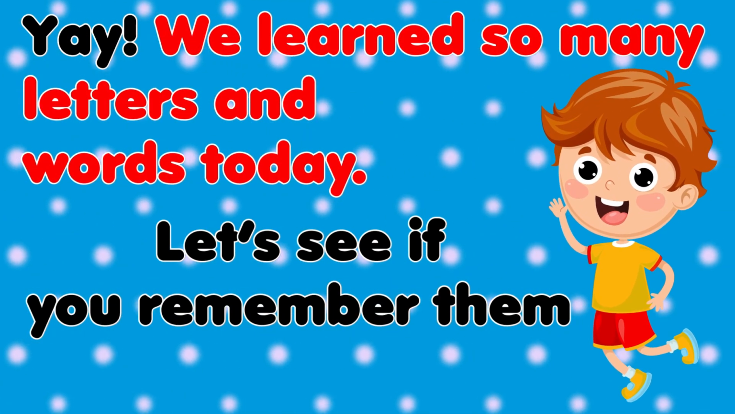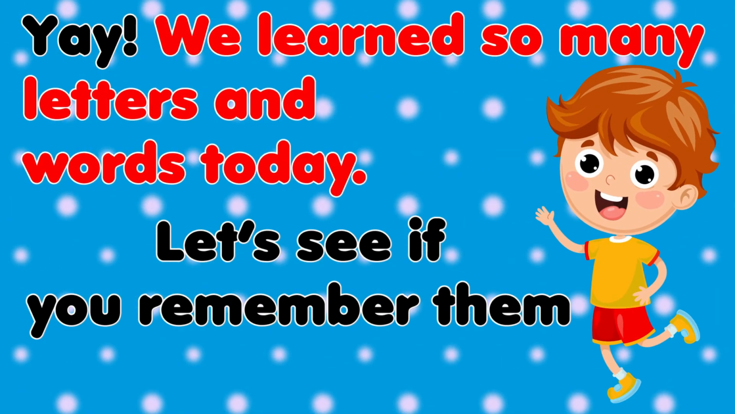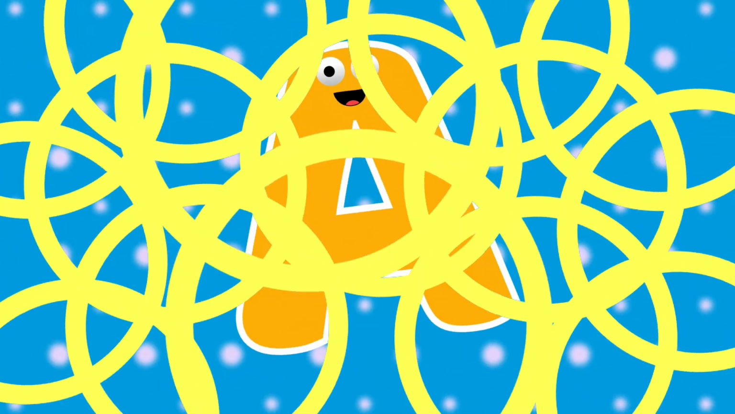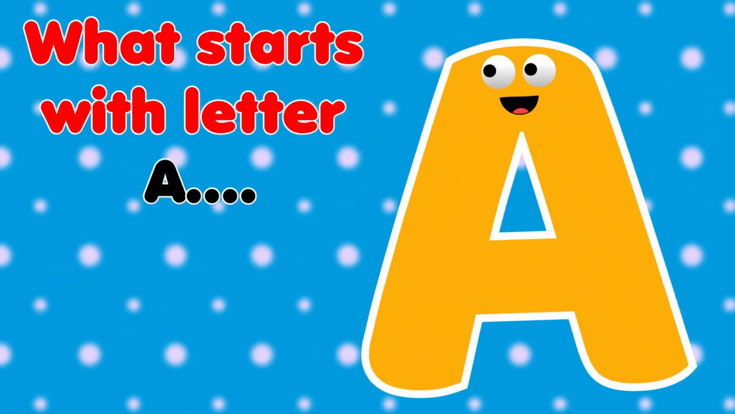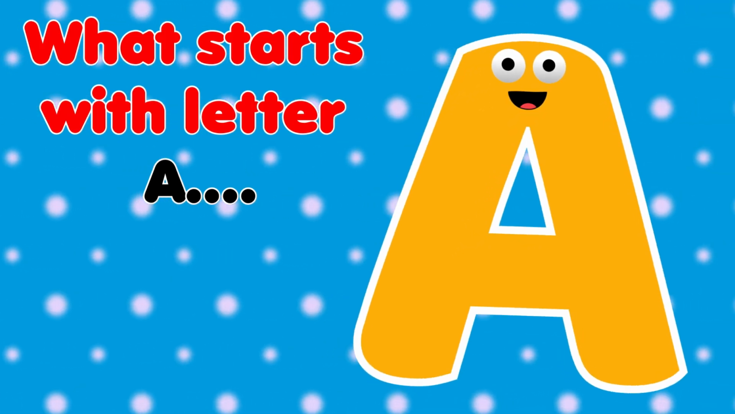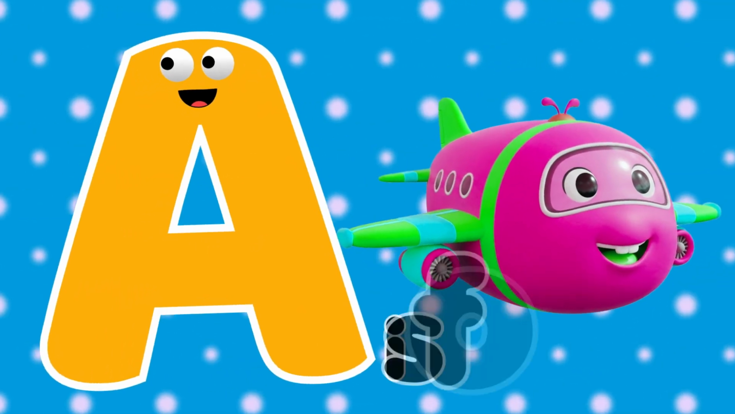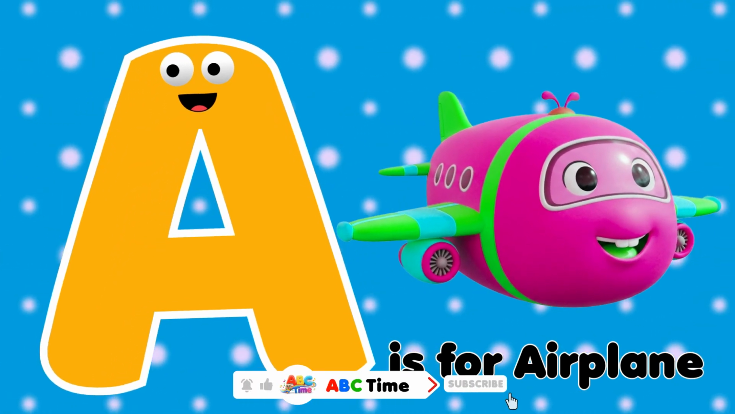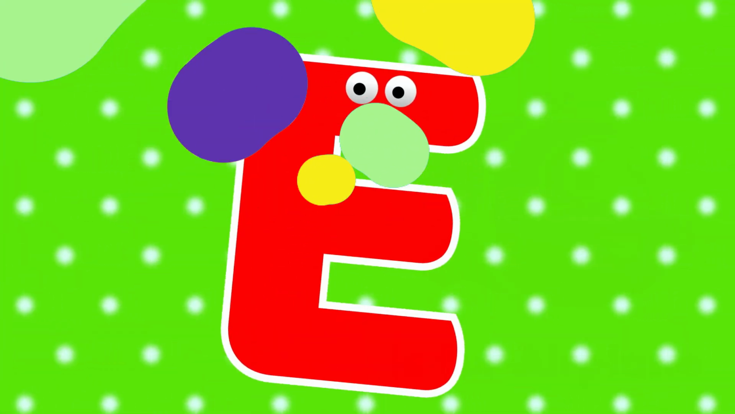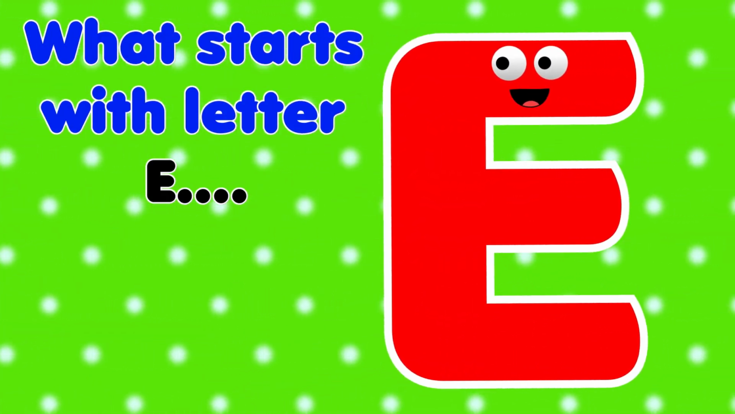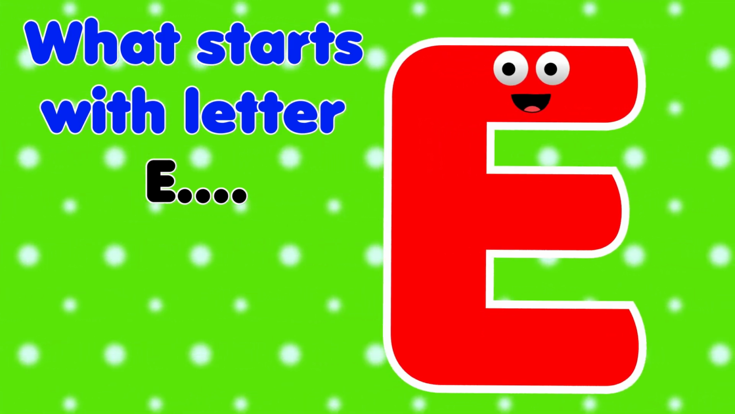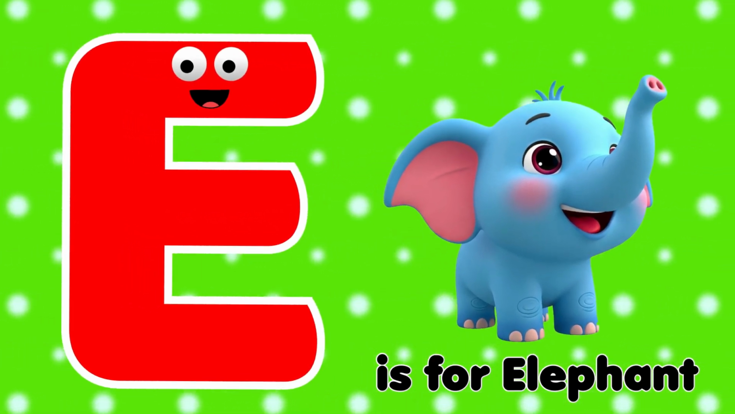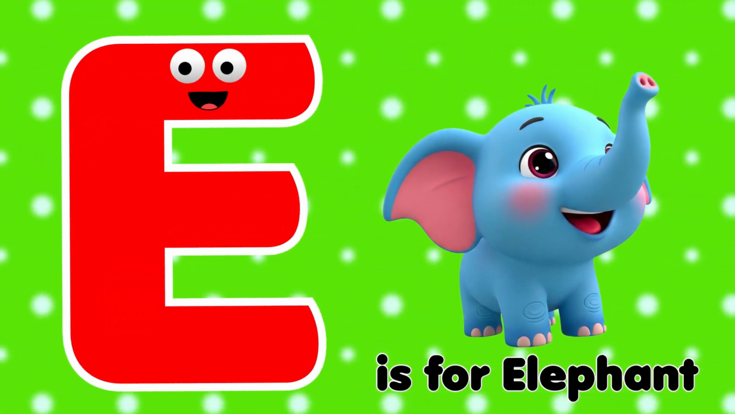Yay! We learned so many letters and words today. Let's see if you remember them. What starts with letter A? Yes! A is for airplane. What starts with letter E? Yes! E is for elephant.